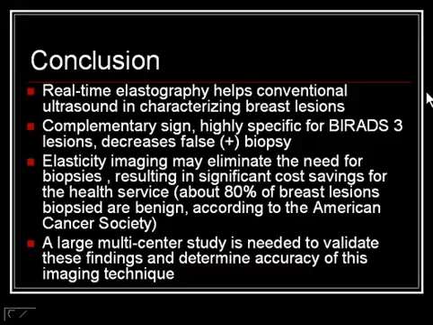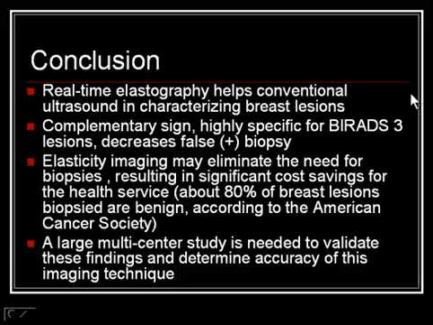So in conclusion, real-time elastography helps conventional ultrasound in characterizing breast lesions. It is a complementary sign to the B-mode imaging, and it's highly specific for BI-RADS 3 lesions, and it decreases false positive biopsies.